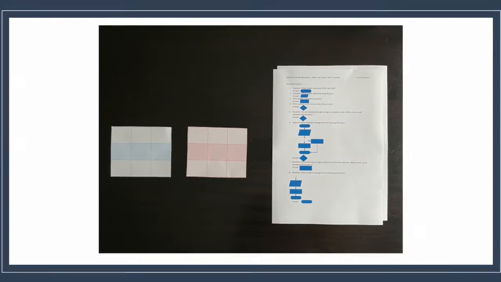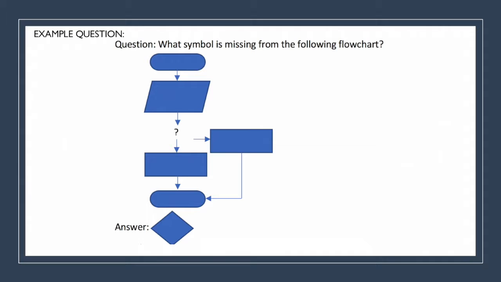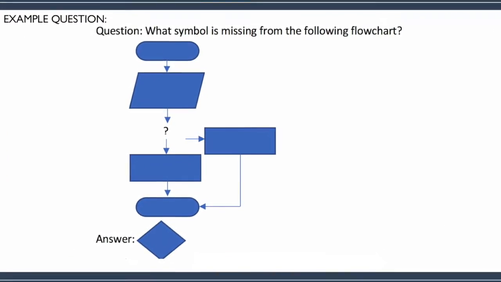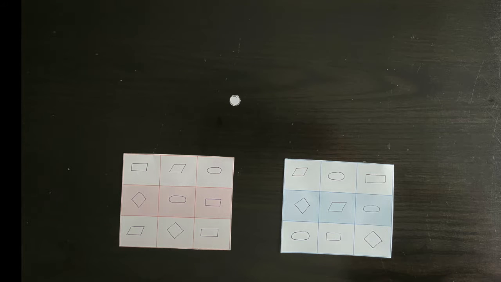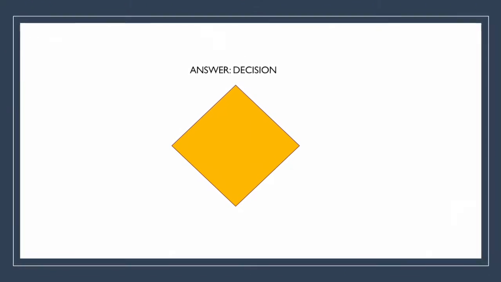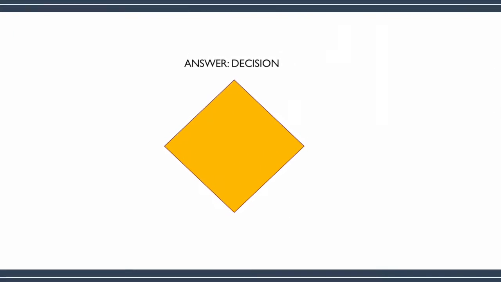Now let's start playing the game. The rules and steps of how to play are the following. The judge will read a question from their list. For example, the first question may be, what symbol is missing from the following flowchart? The players will need to work out what symbol is missing. For example, in this case, the symbol for decision is missing.